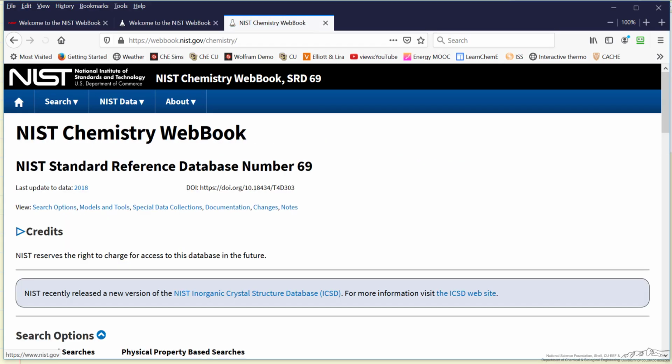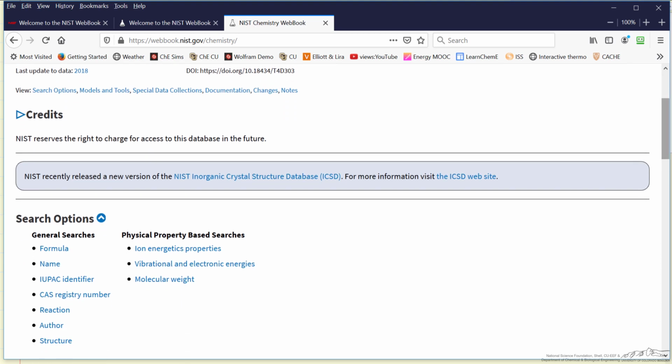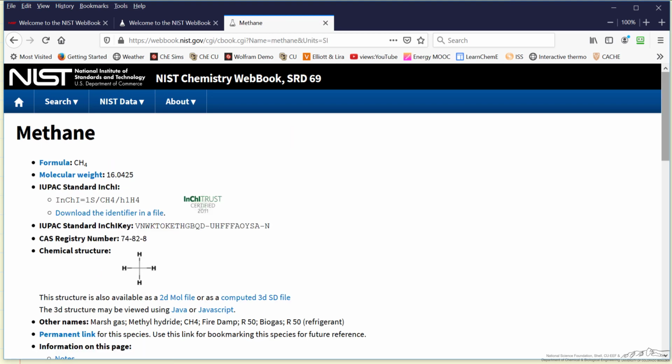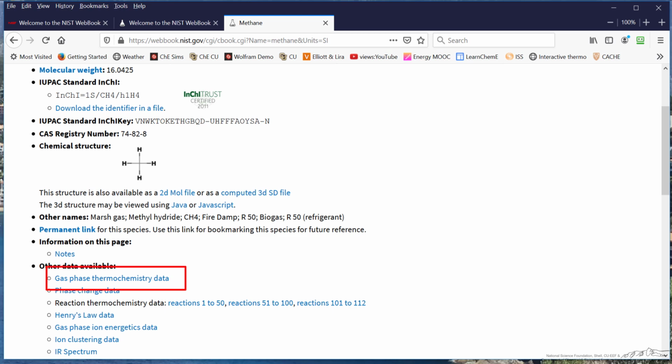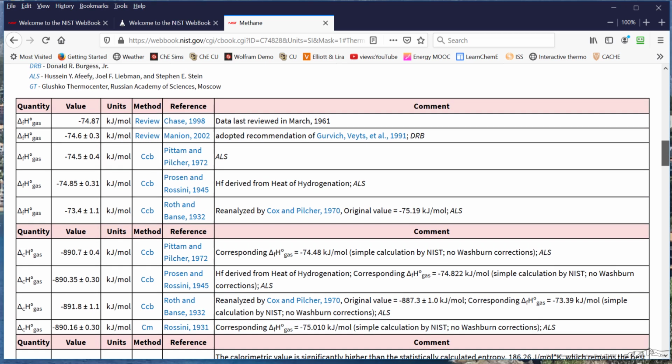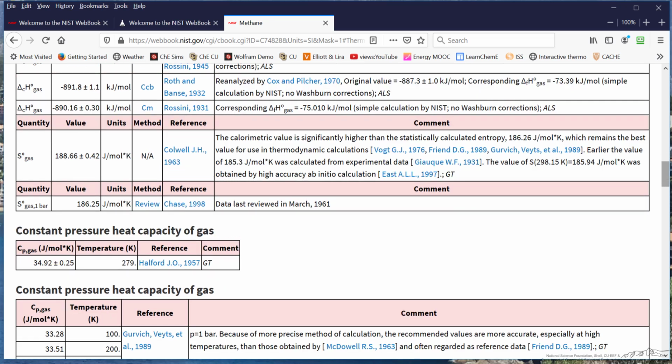In the chemistry WebBook, we're going to look for a search by name, and I'm going to put in here methane. And I hit return, and it brings up quite a lot of data. What we're interested in is the gas phase thermochemical data. So you'll see heats of formation from multiple sources, but the values are pretty similar. And likewise, heats of combustion, entropy.